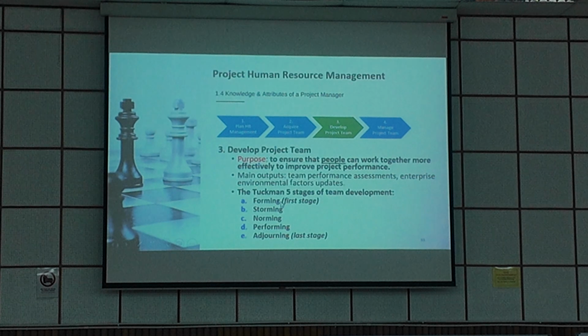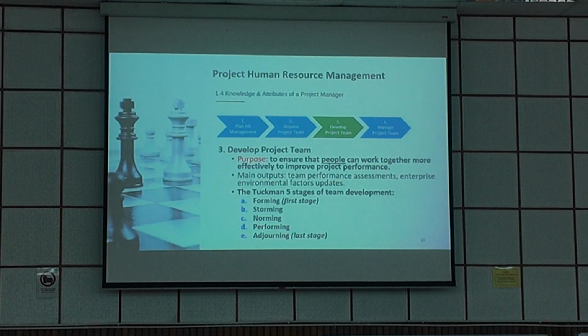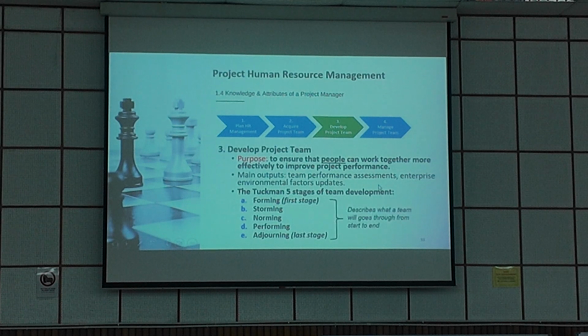Okay, after forming, the next thing he observes is conflict occurs. Conflict occurs here. That's why he called the next stage storming. Okay, if conflicts are able to be resolved, then you can go to the next stage called norming. After norming, the next stage is performing. So eventually adjourning when the project is completed. Okay, so this describes what a team will go through from start to end.